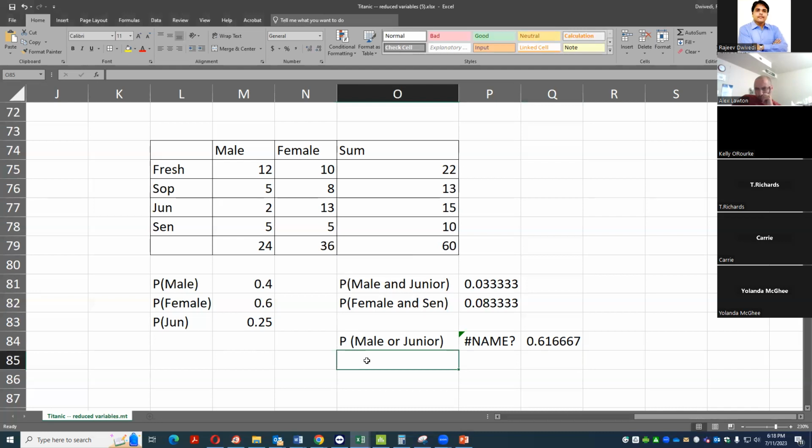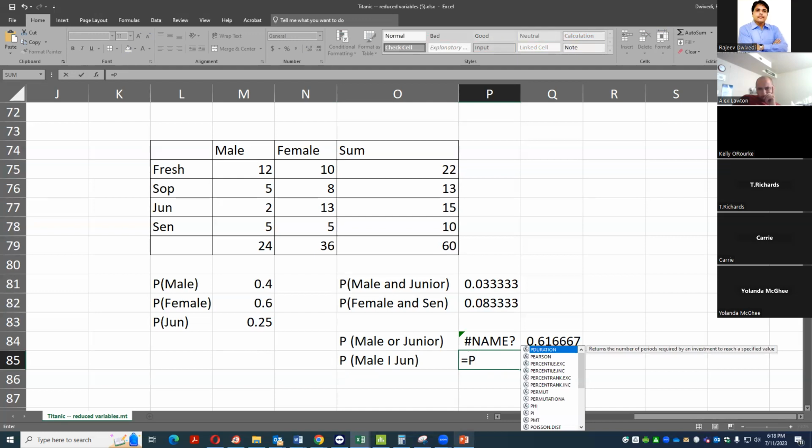This is represented by a vertical line. So probability of male, I can write the condition after the line. So this is junior. What is the probability of male, condition: he is a junior student? Okay, so the formula is very simple. Probability of, I can show you here.